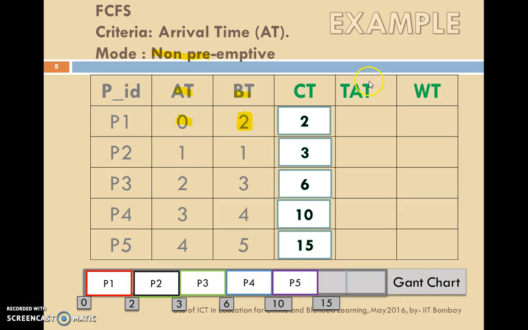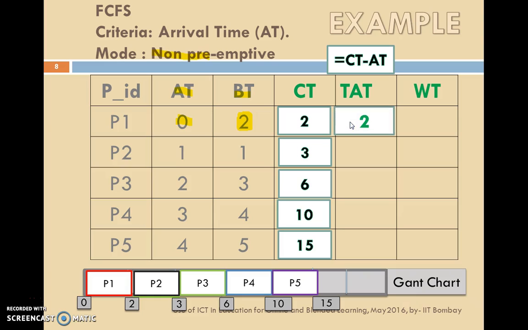The next step is the turnaround time. The turnaround time means the time a process spends in the system. Turnaround time is completion time minus arrival time. In other words, it is the time from the ready queue up to termination, whatever time is spent in between, and that time is known as turnaround time.